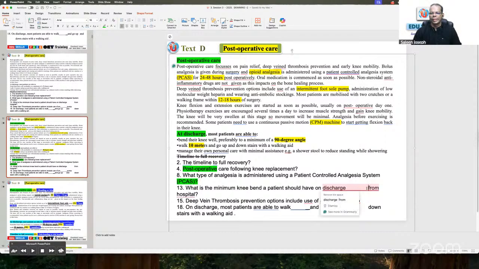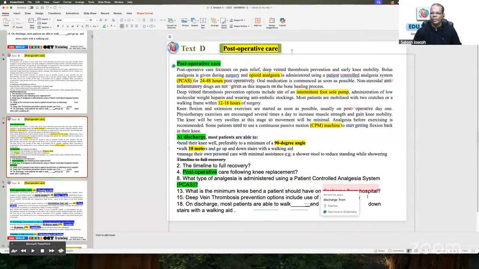Then here: minimum knee bend, number and angle. What is the minimum knee bend a patient should have on discharge? On discharge, 90 degrees. That's a clue to 90 degrees. On discharge is a clue to the heading, At discharge. See how beautifully you can go there immediately once you know how to skim. Immediately you reach only that point. Otherwise, you would be reading from here. So immediately you go there, you see the number, and you have it.